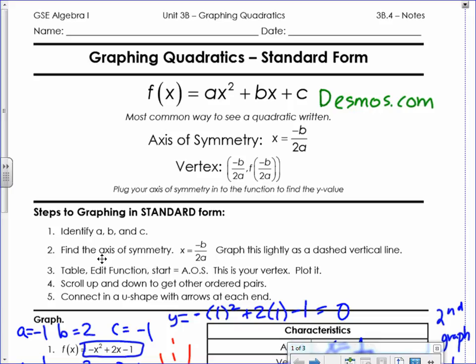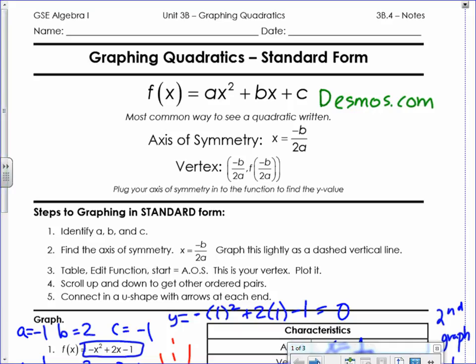We're going to identify A, B, and C. Then we're going to find the axis of symmetry using x equals negative b over 2a. Remember, the axis of symmetry is a line, so you will graph it as a dashed vertical line that goes through that point on the x-axis. Then we're going to start filling in our table, and we can use the table function to find a lot of the values that we need in order to graph it.